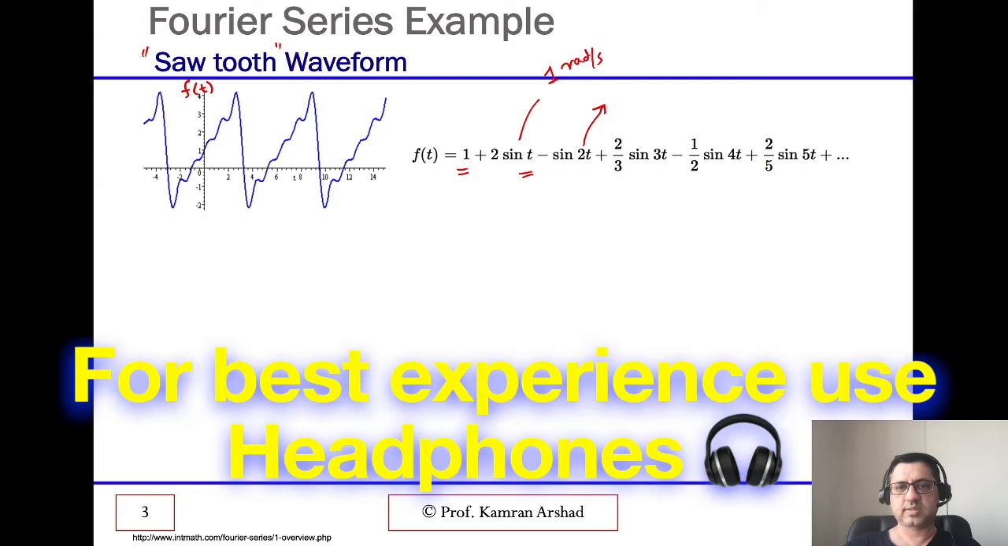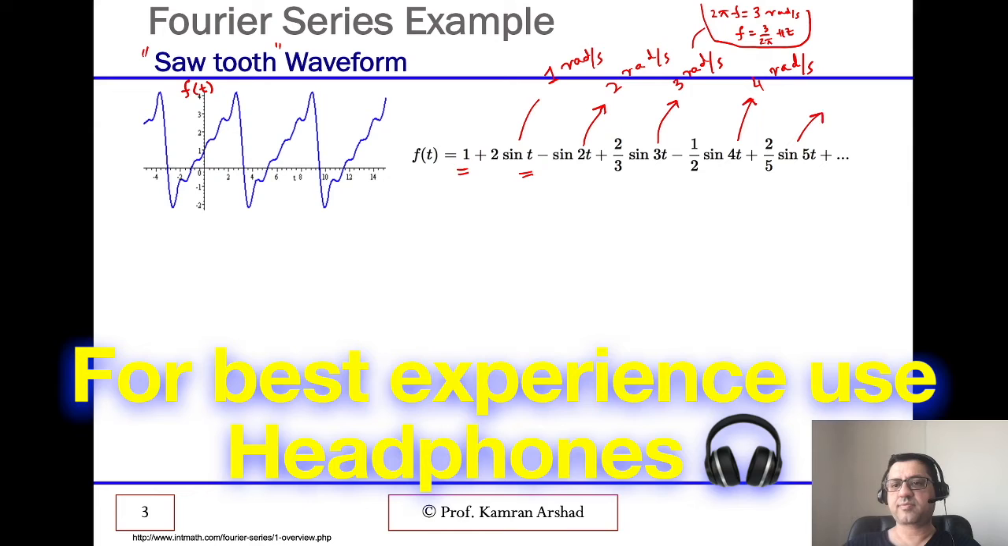So 2 times 1 is 2 radian per second, this is 3 radian per second, this is 4 radian per second. Don't forget, again, anything which is written with t is your omega. So in sine 3t, your frequency is 3 radian per second. Or if you want to convert it into hertz, then you can say that 2 pi f is equal to 3 radian per second, which means f is equal to 3 over 2 pi hertz. So you can always convert from hertz into radian per second or radian per second into hertz. And this term has 5 times the fundamental, which is 1, so 5 radian per second, and so on.